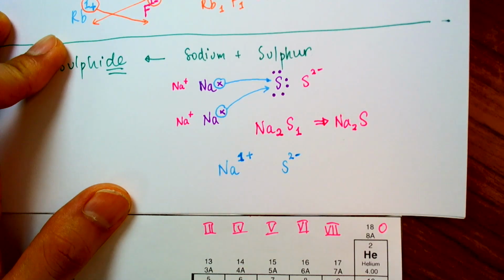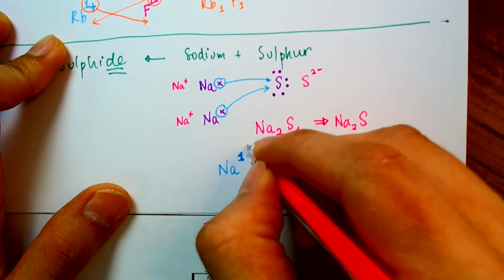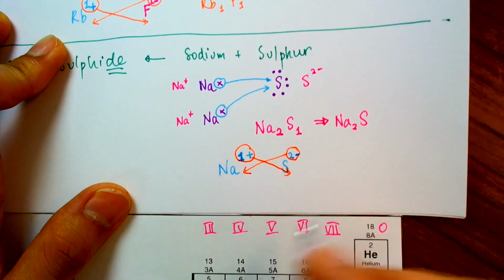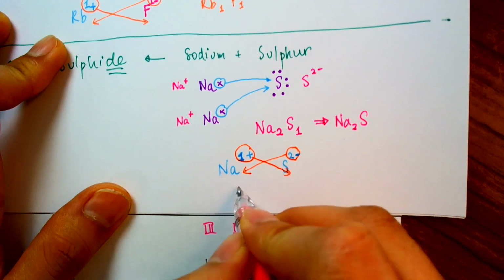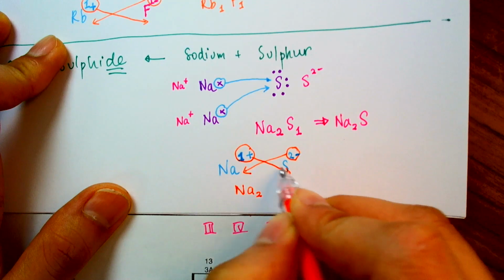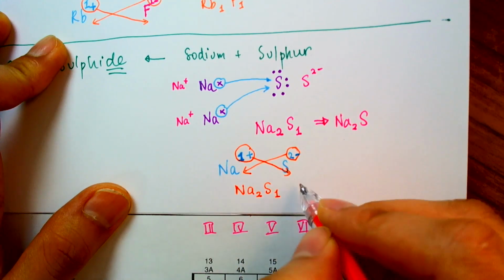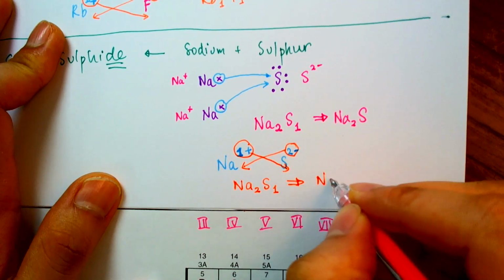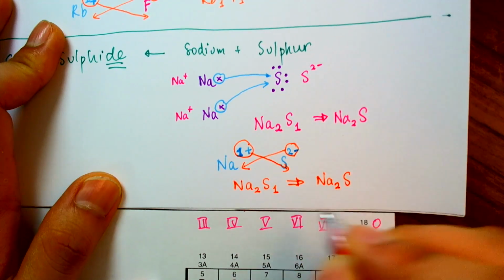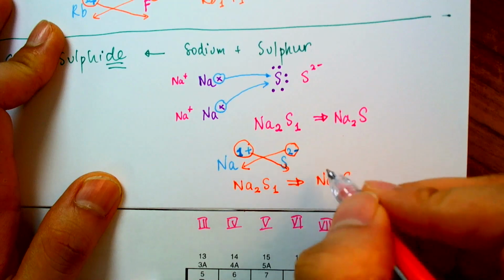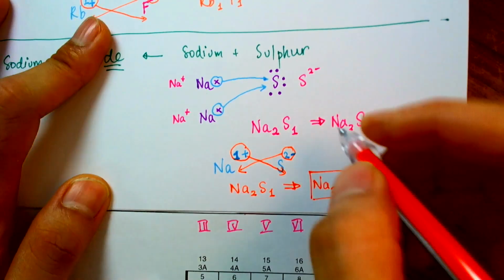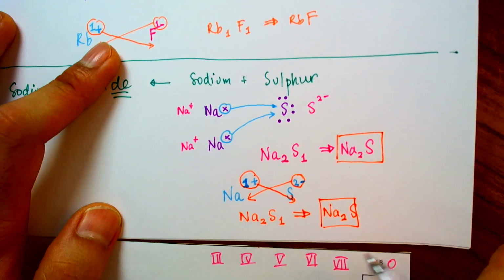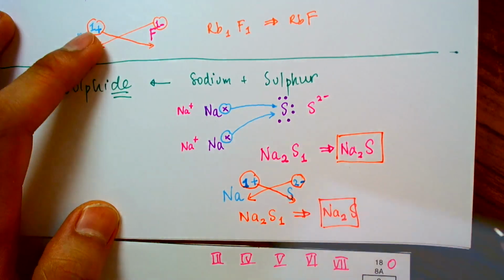So what I do now is I cross the 1 down here, 2 down there, and so I see sodium gets the 2, sulfur gets the 1, and this can be written Na2S. I dropped the 1 because the 1 is implicit, so I end up with the same formula as I did drawing the electron transfer picture there.